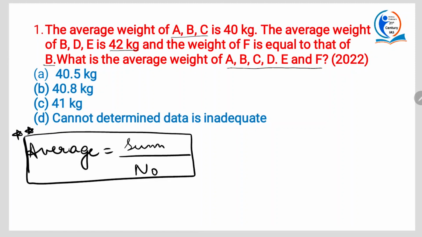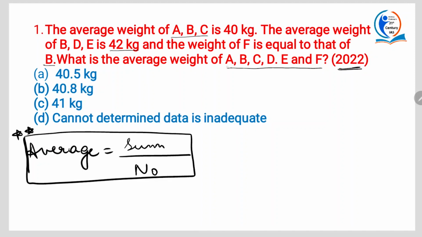Now that we have done simplification and percentages, and we have solved n number of problems, in this test we actually have picked up questions from previous year CSAT papers, so that you will gauge your preparation. Now, this question was given in 2022.